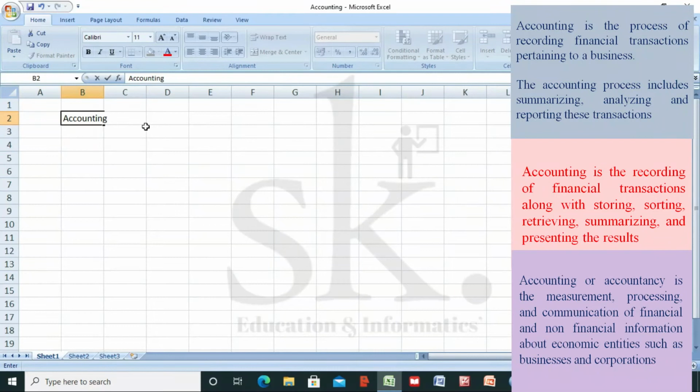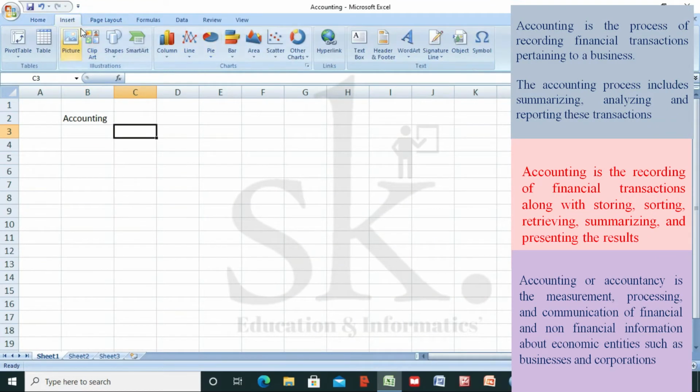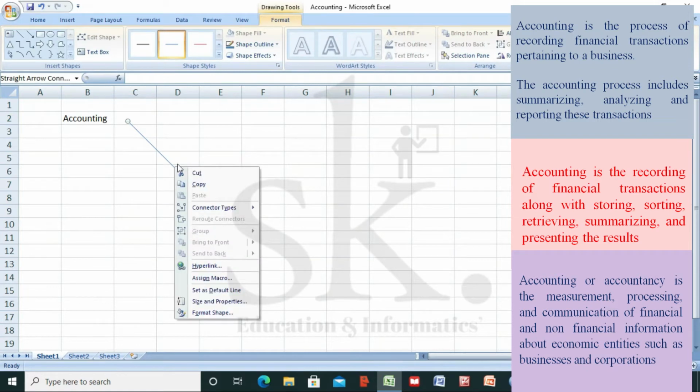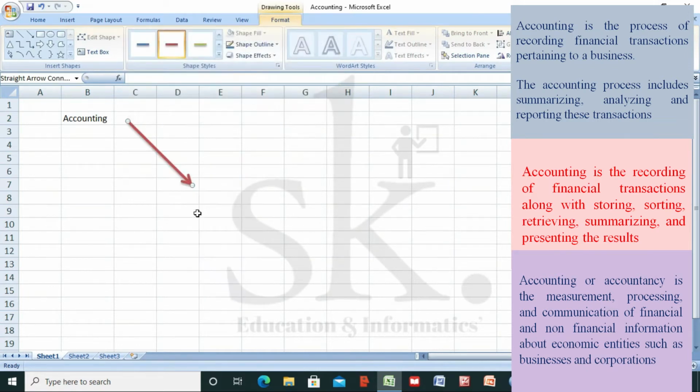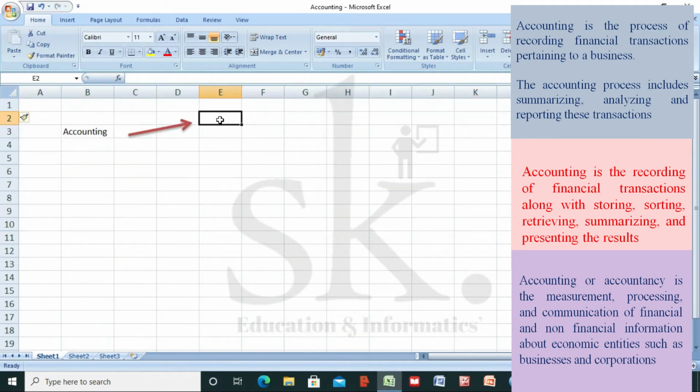Here we are discussing the term what is accounting. If you go through the definitions again, you will understand that there are three important components in accounting. I'll just change the color so that it becomes easier for you to understand. First, it's an art of recording. If you go through the definition, you will find it mentions recording of transactions. So it's an art of recording transactions.